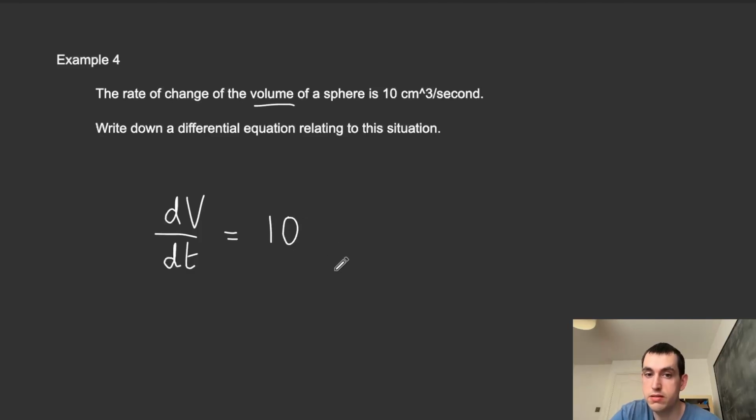So what am I going to do? I'm going to put the number 10 here. And that's it. That's our differential equation. The letters are different. It's not y anymore, it's V. It's not x anymore, it's t. There's a number, not an x or a y on the other side. That's fine. It's still an equation because it's got an equals, and it's still a differential equation because it's got a derivative. That's it for this question.